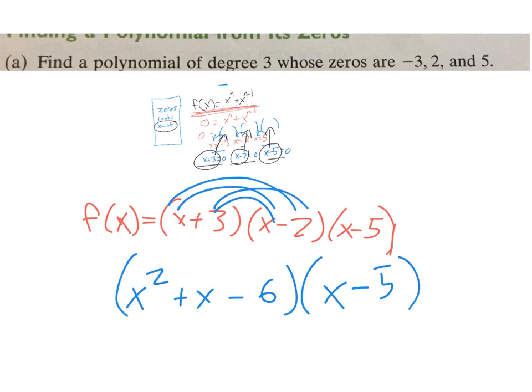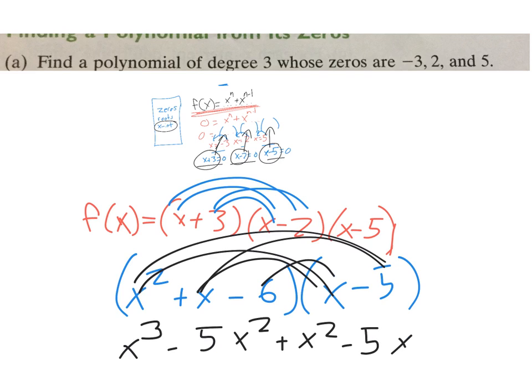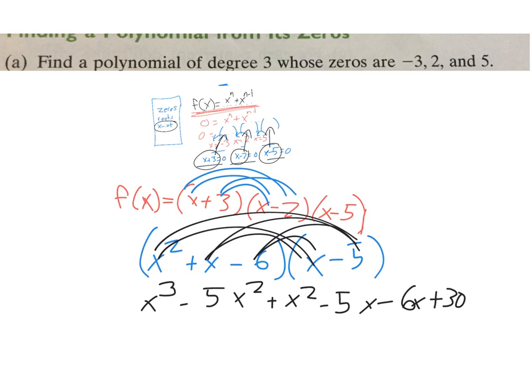And now I have to distribute one more time. X squared times x is x to the third. X squared times negative 5 is negative 5x squared. X times x is x squared. X times negative 5, negative 5x. Negative 6 times x, negative 6x. Negative 6 times negative 5, positive 30. Give you a second to get caught up there.